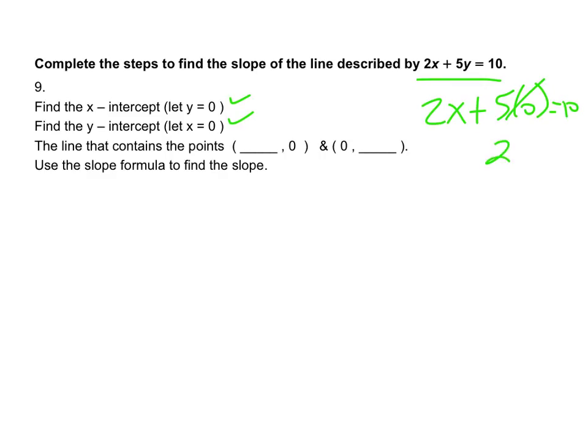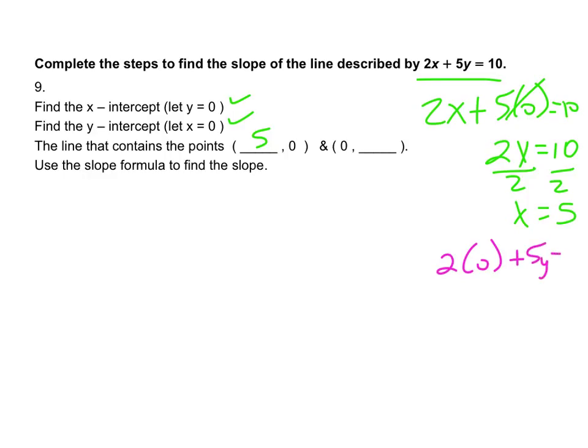I'm left with 2x equals 10. Divide by 2. Yes, I know that's going to equal 5, but you still have to show your work. So when y is 0, x is 5. Now let's use the other one. So if I plug in 0 for x, 5y equals 10. That cancels out, and I get 5y. 5 times something is equal to 10. Yes, I know it's going to be 2, but you still have to show your work. So when x is 0, y is 2.